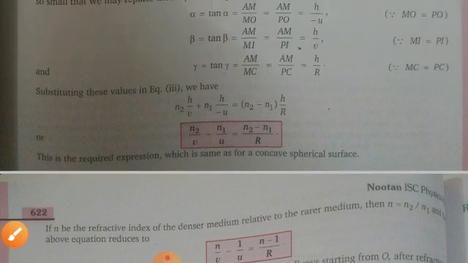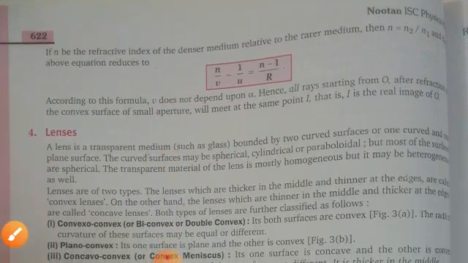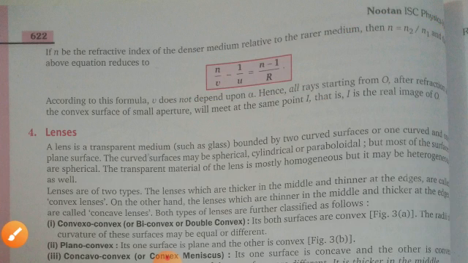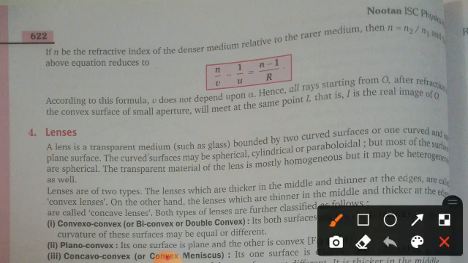Suppose that N is the refractive index of the denser medium with respect to the rarer medium, so we can write N equals N2 upon N1, and the above equation reduces to N upon V minus 1 upon U equals N minus 1 by R. According to this formula, V does not depend upon alpha. Hence all rays starting from O, after refraction from the convex surface of a small aperture, will meet at the point I, that is, I is the real image of O.